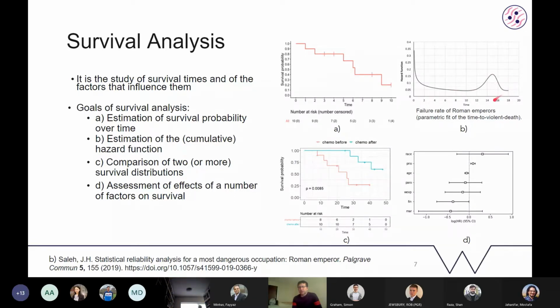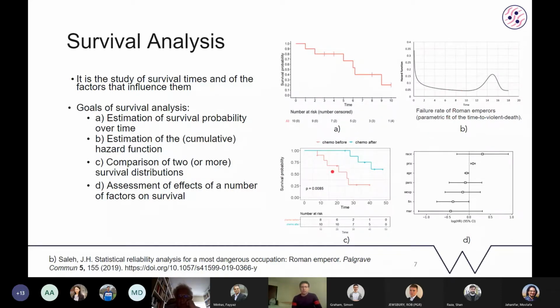In this case, this plot shows the time to violent death of Roman emperors, and we can see a spike between 12 to 18 years, which shows there's a higher hazard of dying during this time of the reign. Similarly, starting initially, the hazard is higher, but between 4 to 10 years, the death ratio is low as compared to the other years.